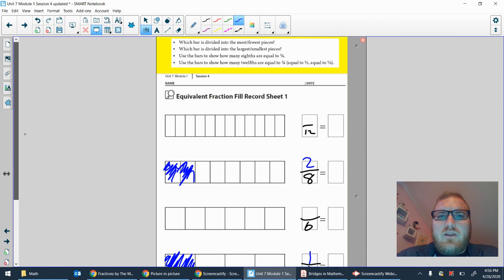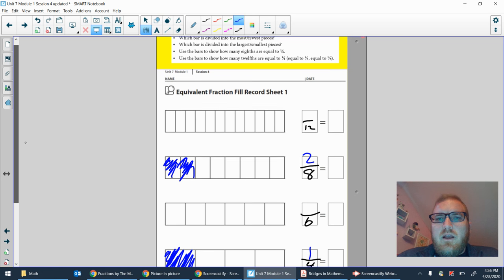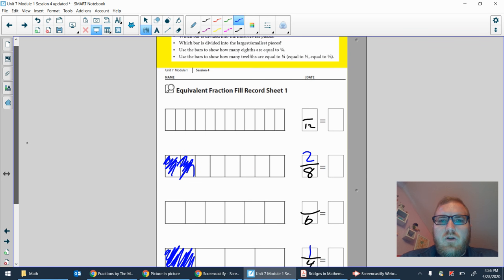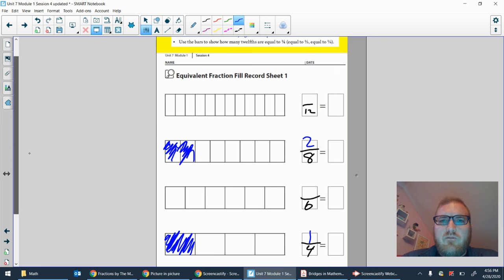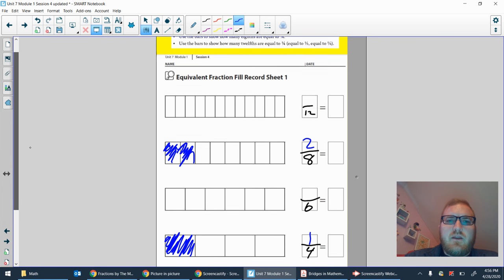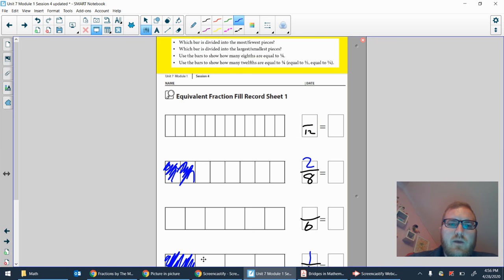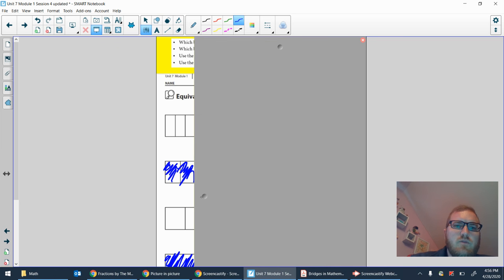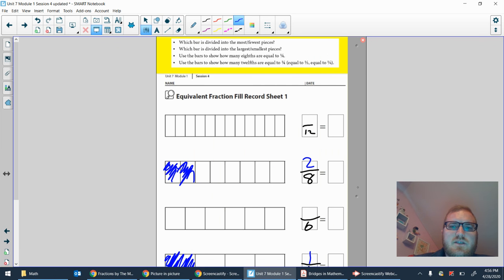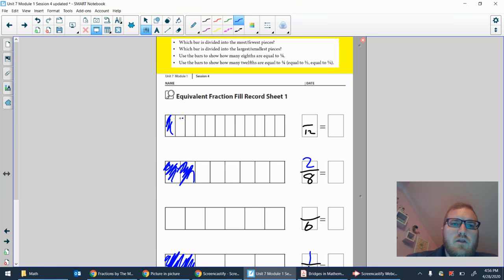Use the bars to show how many 12ths are equal to 1/4, equal to 1/3, and so on. So if we go up to our 12ths, and we're going to go to our fourths first. 1/4, we already have that filled in. And then we look up here again. How many 12ths, if we kind of do our imaginary line right here, or you can bring over the shade tool if you need to use a ruler or something, you can do that. You can see that we would shade in 1, 2, 3. So that tells us that 1/4 is equal to 3/12. Okay, so there that is for us.